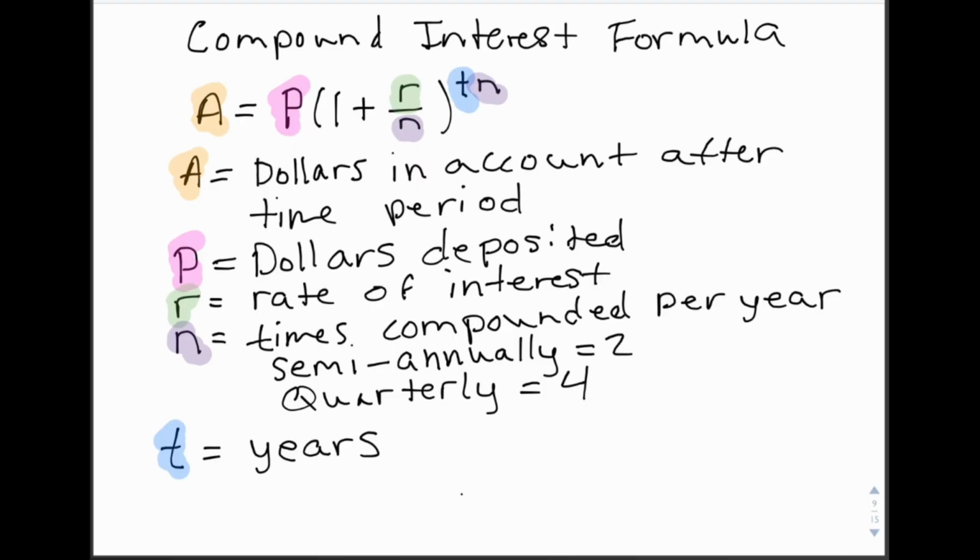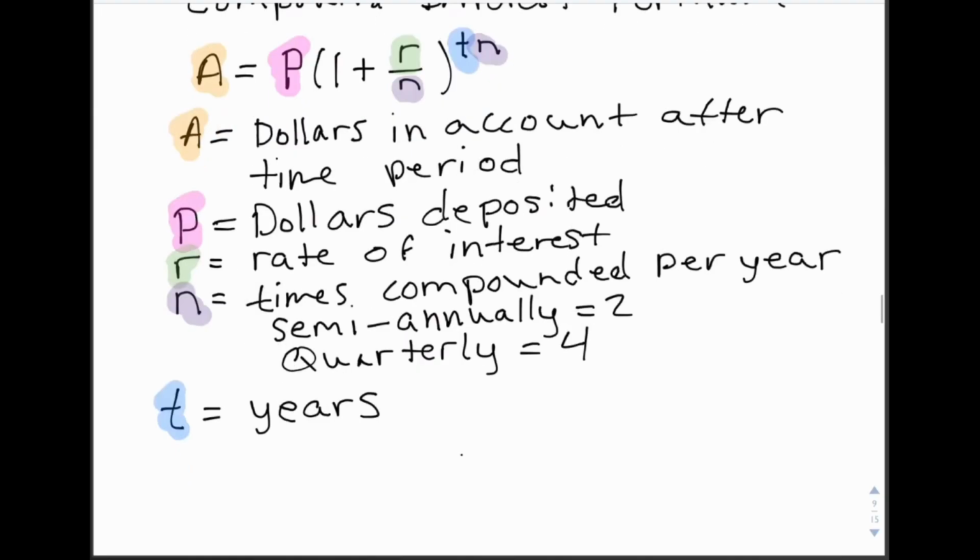Our P is going to be our dollars deposited. Our R is going to be our rate of interest. Our N is going to be our times compounded per year. Now, if it tells us that it is semi-annually, that's going to give us a value of N is equal to 2. And then quarterly, if it tells us that, then our N is going to give a value of 4. Last, we have our T, which is going to be our years.